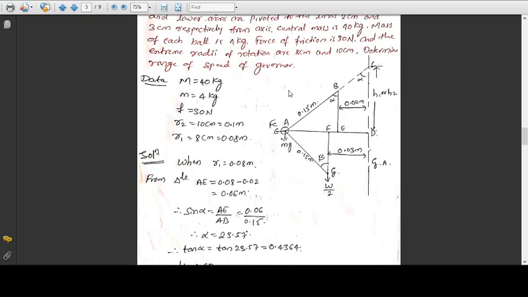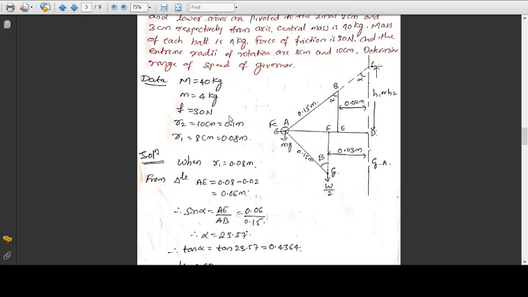So here he has given central mass as 40 kg, that is capital M, and mass of each ball, that is small m, as 4 kg, and force of friction as 30 Newton. He has given two radii of rotation, that is R2 as 10 centimeter. We will convert that centimeter into meter, that is 0.1 meter, and R1 as 0.08 meter. Along with that, he has given length of the arm as 0.15 meter.